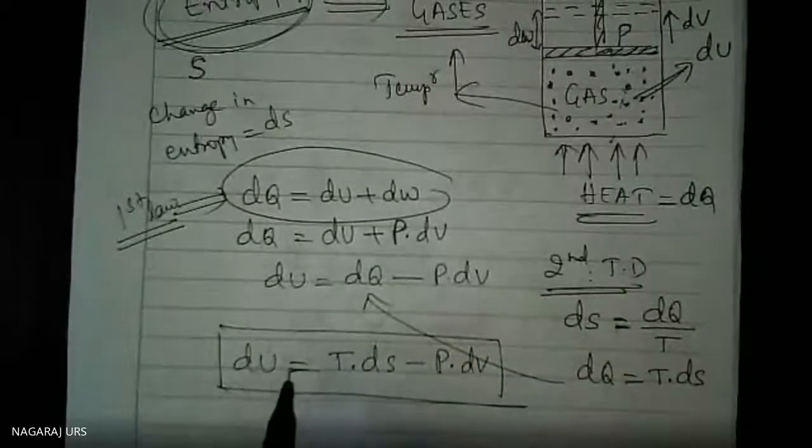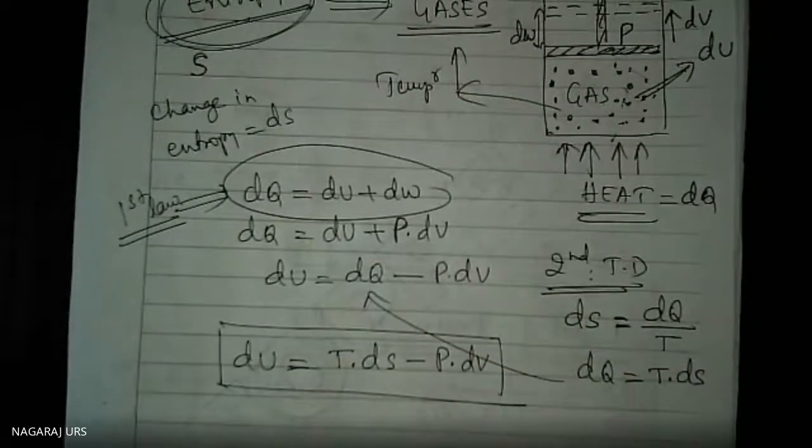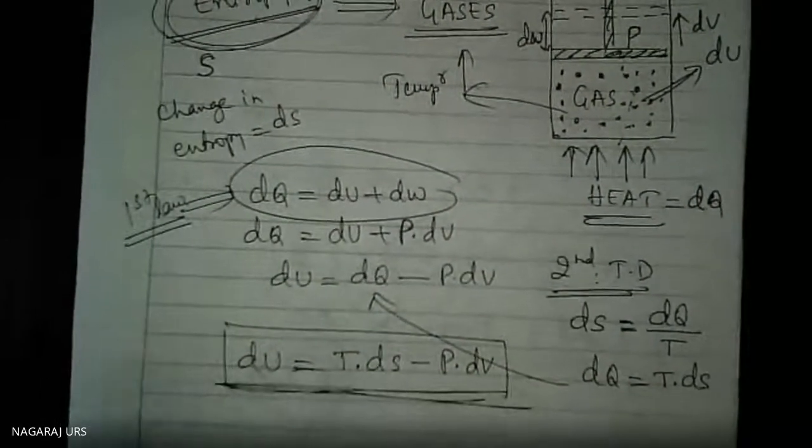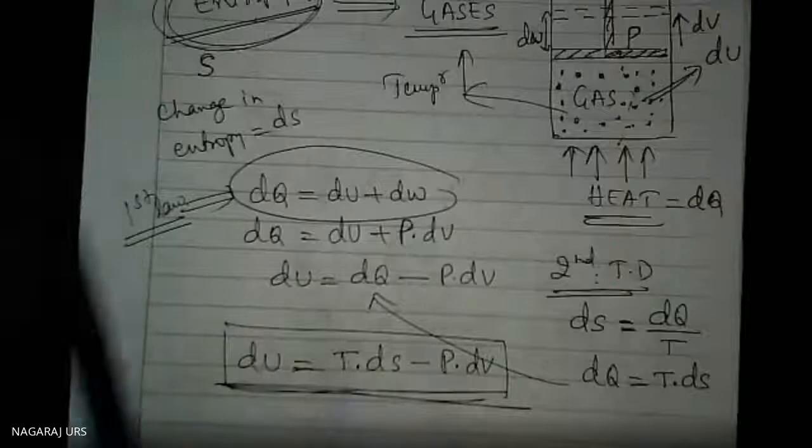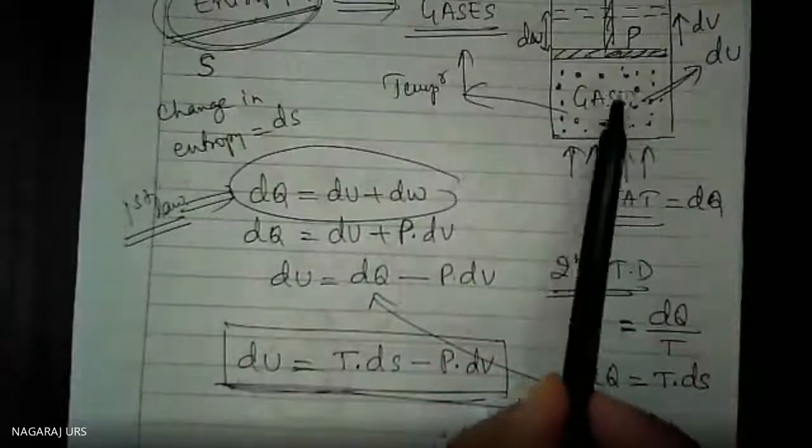What is this dU? dU is the change in the internal energy. T is the temperature. P is the pressure. dV is the increase in the volume. dS is the increase in the entropy. dU is the increase in the internal energy of a system which contains the gas.